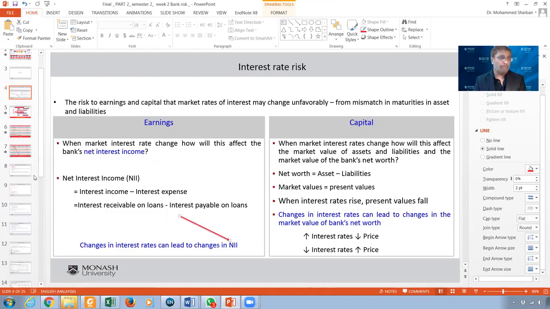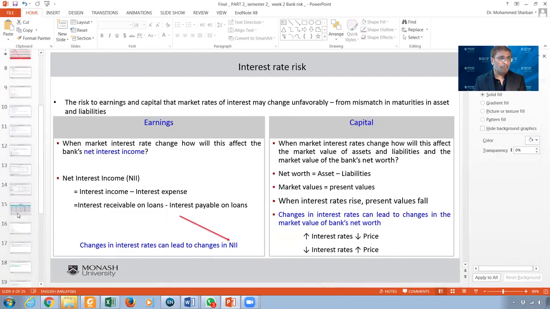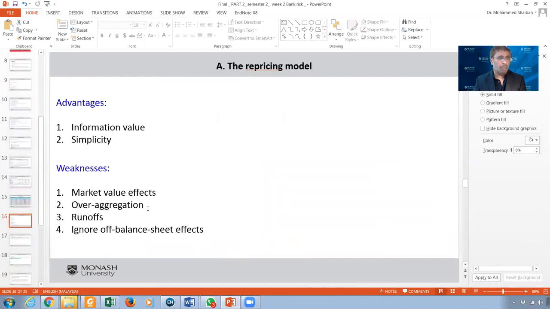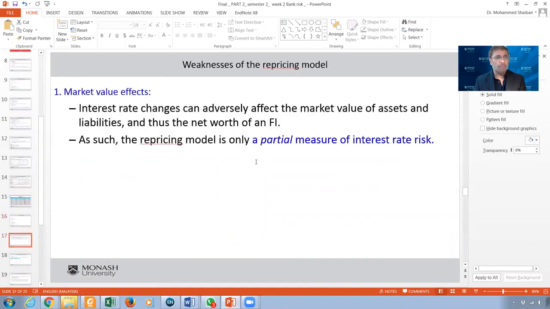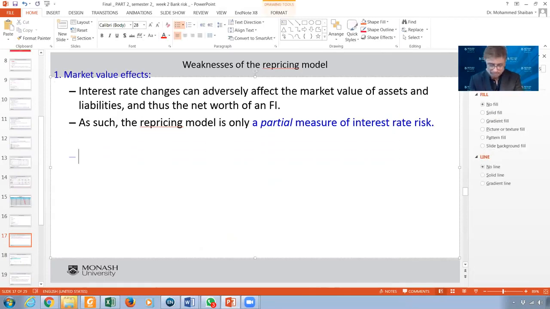Now, what is the other thing? So it's partially a measure of interest income. So as such, the repricing model is only a partial measure of interest rate risk, which takes care only of net interest income, or the changes in net interest income.